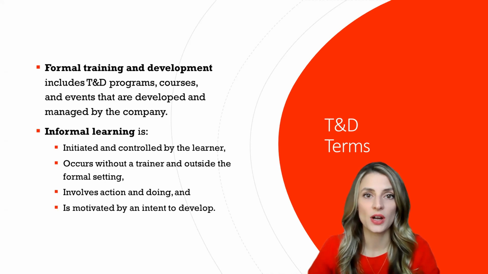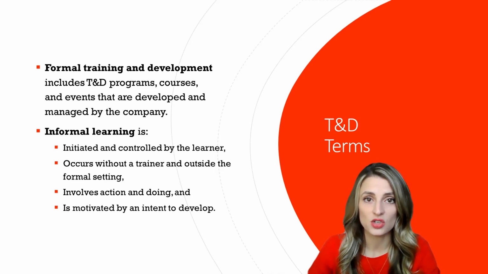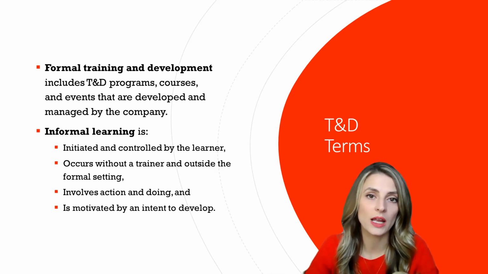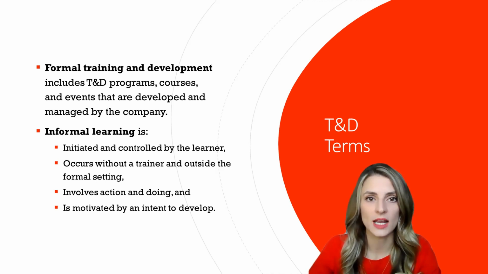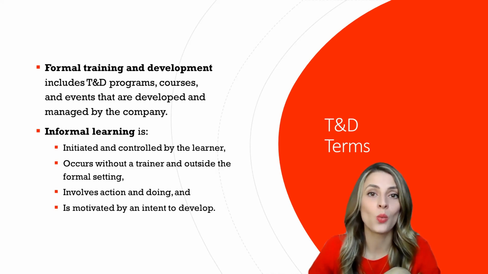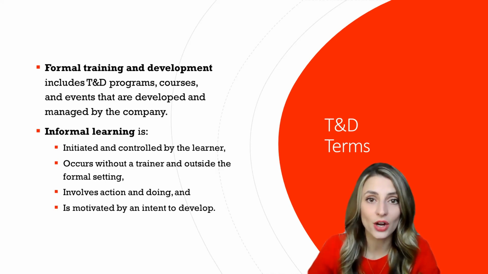Formal programs are designed by the organization. They are administered by the organization and evaluated by the organization. Formal programs happen because the organization wants them to happen. Informal training and development programs encourage learning to happen in a less structured and a less controlled setting. Informal learning is initiated by the learner, by the person who wants to learn. They have a desire to grow and develop in some way.